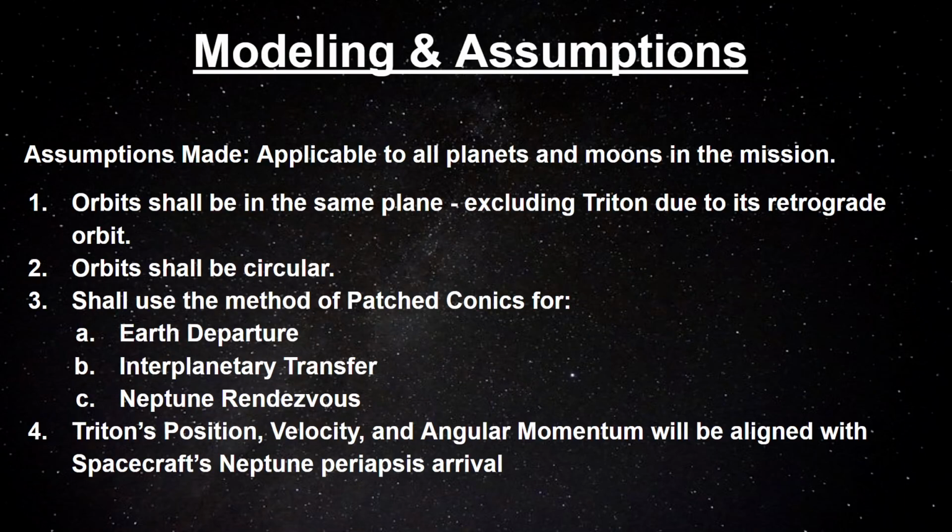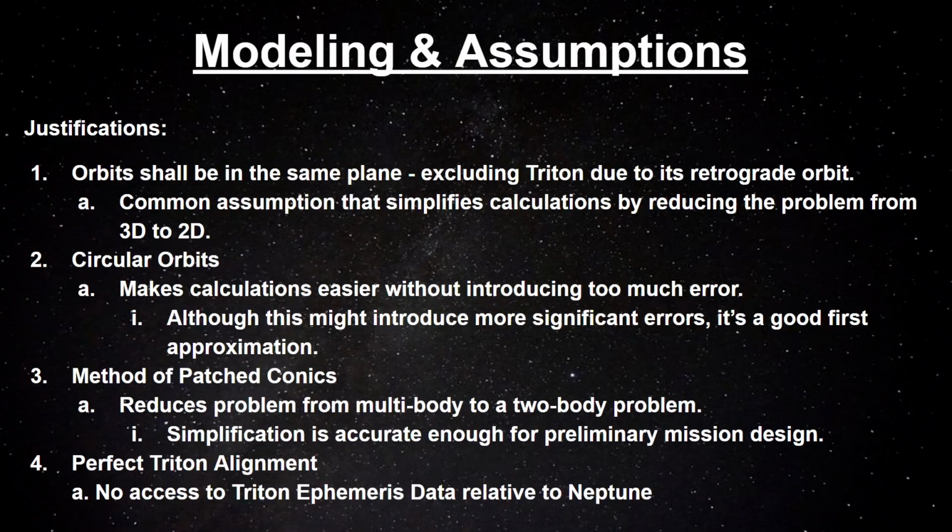Now we're going on to our modeling and assumptions. Just to inform you, these are all applicable to all planets and moons from our flybys to our final destination, Triton. Orbits shall be in the same plane, excluding Triton due to its retrograde orbit. Most of the orbits we'll be using shall be circular, and we shall use the method of patched conics for Earth departure, interplanetary transfer, Neptune, and rendezvous. Triton's position, velocity, and angular momentum will be aligned with the spacecraft's at Neptune periapsis upon arrival.